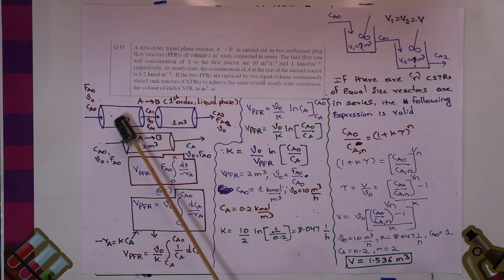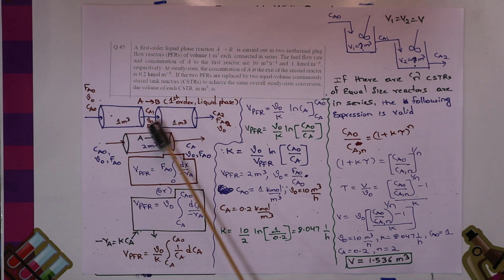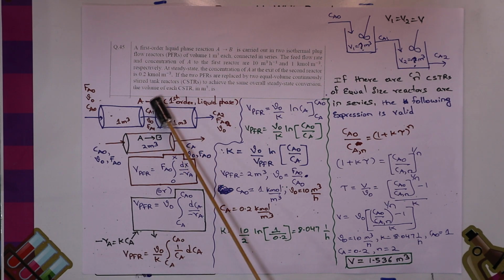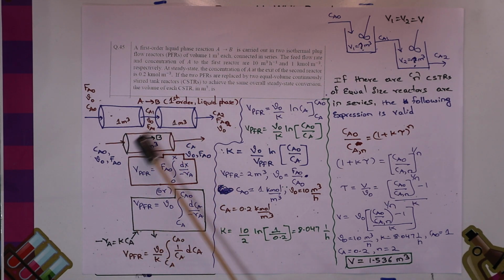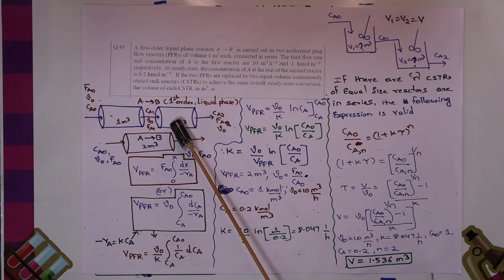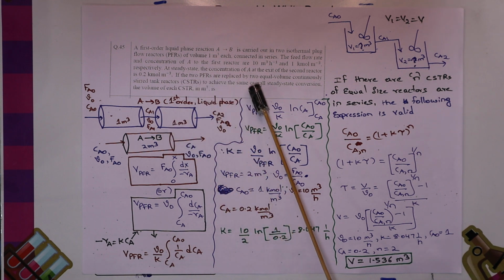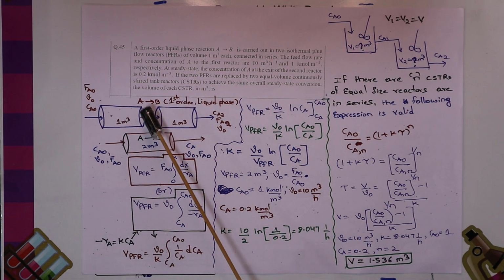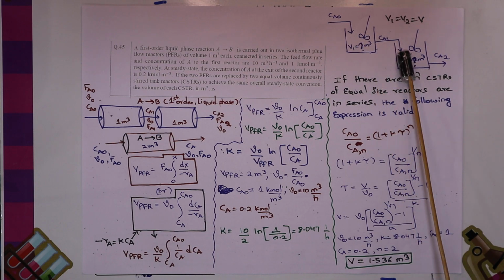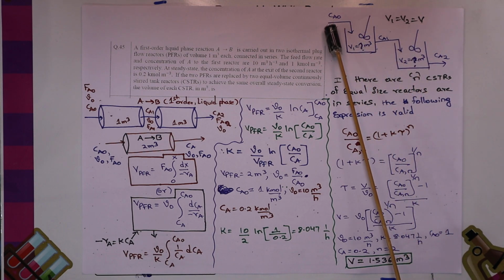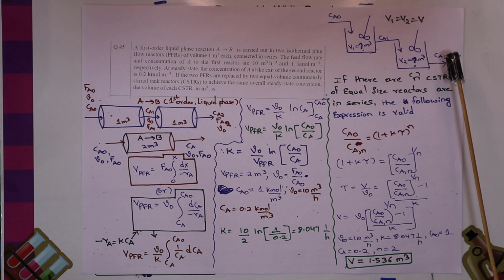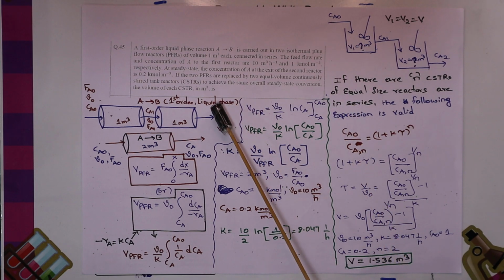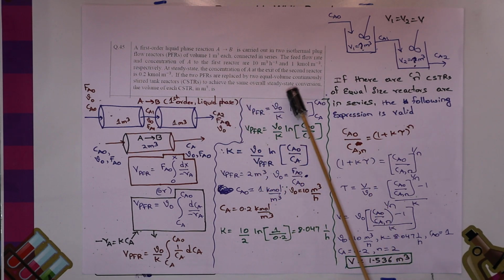This is the situation given. The two PFRs of equal volume, 1 meter cube each, are connected in series. It is a first order reaction, A gives rise to P. If the two PFRs are replaced with two equal volume CSTRs, given the same initial concentration and the same final exit concentration, we need to find the concentrations to achieve the same overall steady state conversion.